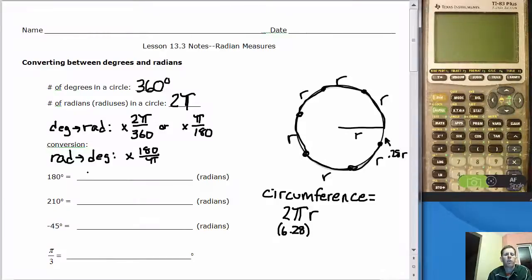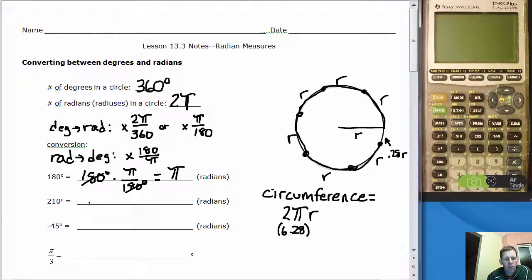So for example, if you're at 180 degrees, halfway around the circle, how many radians is that? You can start with 180 degrees and multiply by our conversion factor, which is pi over 180. If you do this correctly, the degrees should cancel, and what you're left with is pi radians. So halfway around the circle, you need 3.14 of these radiuses, or pi radians, to get that distance. So 180 degrees is equal to pi radians.